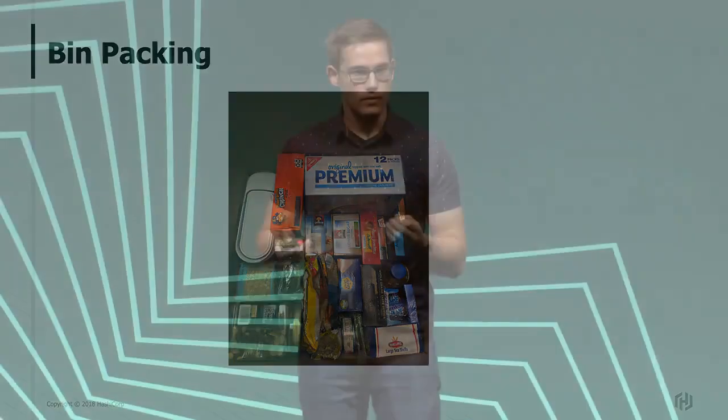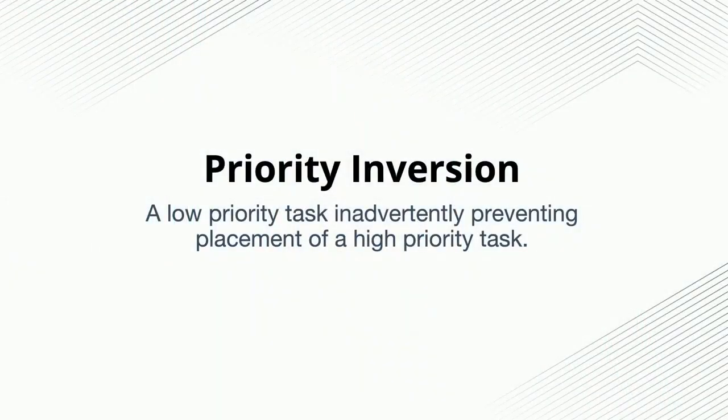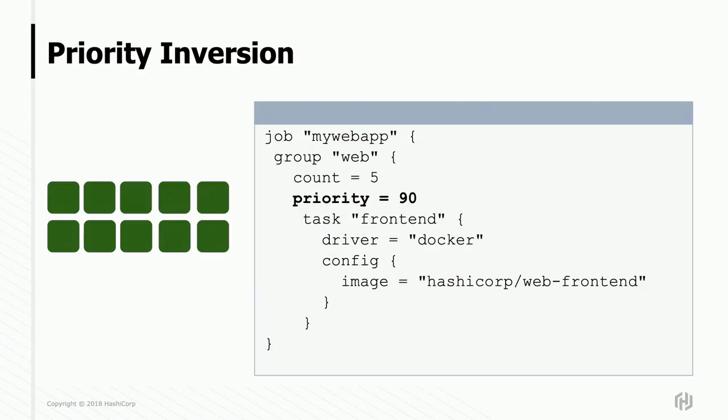But this kind of creates a problem. This is great because now you're spending less on your cloud bill, but it means that we now give you wings and you can fly too close to the sun and run into this new problem, priority inversion. And this is when you have a low priority task that's inadvertently preventing the placement of a high priority task. And we can walk through an example.